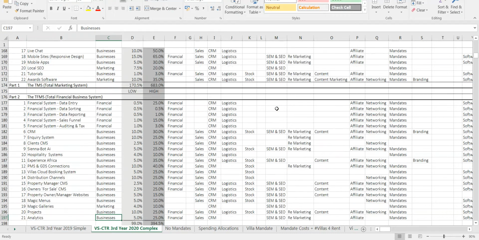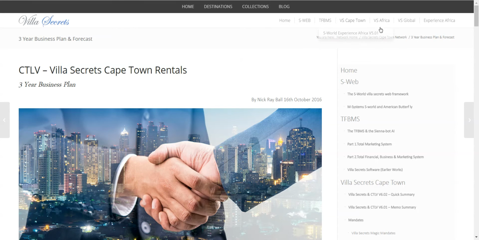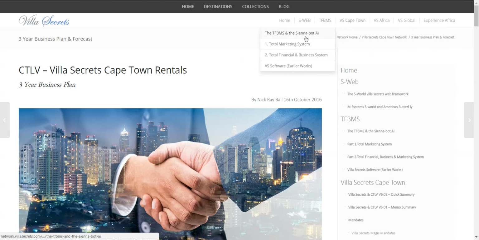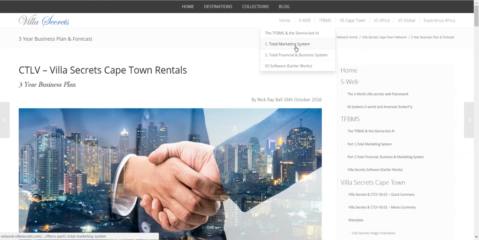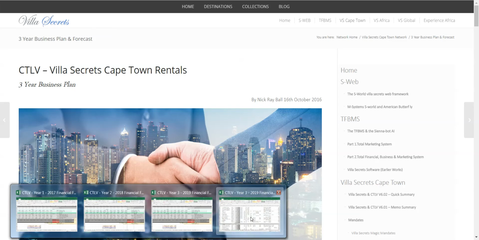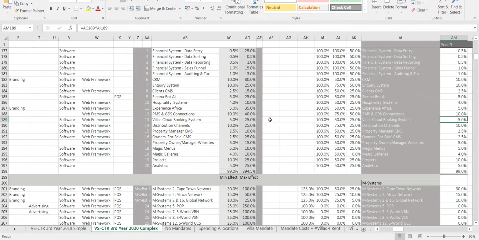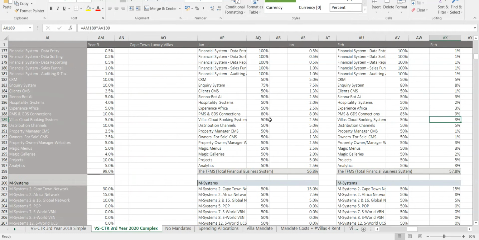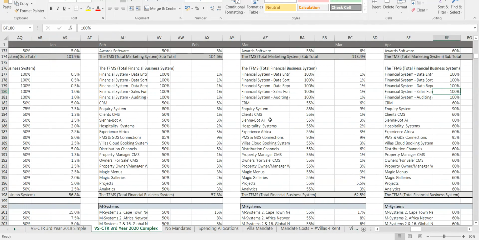And there's 40, 50 different things we're going to be doing that are listed on this Total Financial Business and Marketing Software page. In fact, if you go to the 1 Total Marketing System and 2 Total Financial and Business System, you'll see all of these points highlighted and the effects that we expect to create in the time. So all these different points, and it kicks in over here, and you can see how much of an effect that's having on the overall figures.